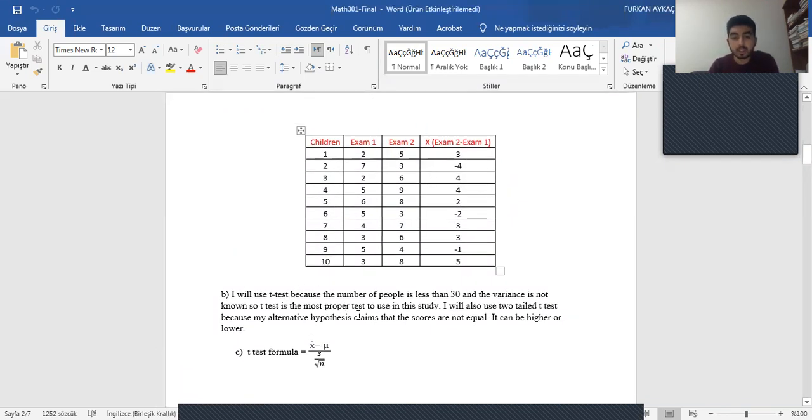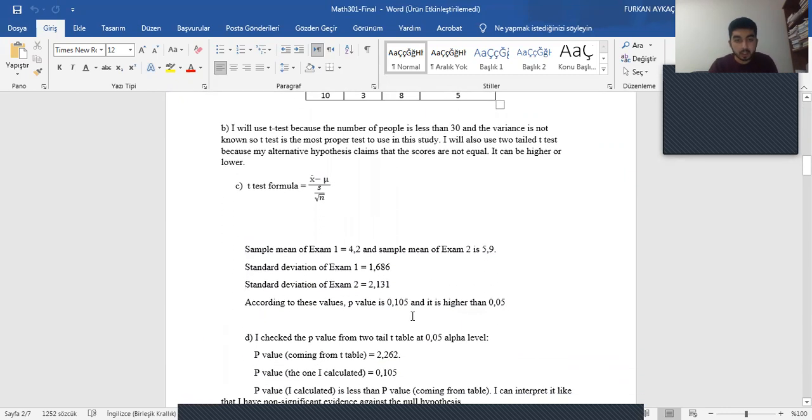I will use a t-test because the number of people, as you see, is less than 30 and the variance we don't know. And the t-test is the most proper test here. I will also use the two-tailed t-test because my alternative hypothesis, as I said, claims the scores are not equal, it can be higher and lower. So this is the formula of our t-test.